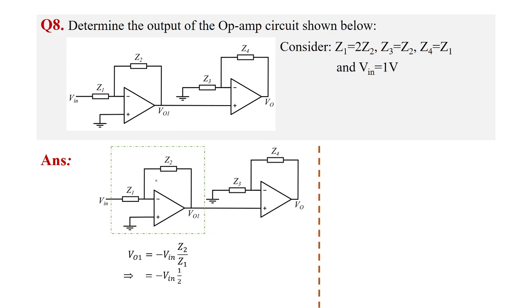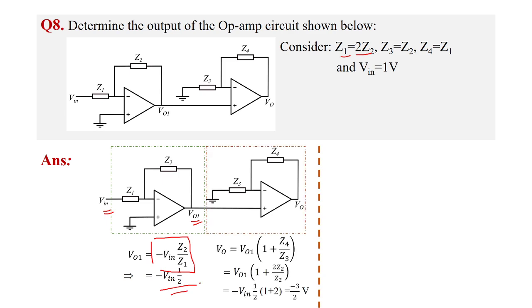So the first method is, first we will find the output V01 due to V in. Since this is an inverting configuration, V01 equals V in into minus Z2 by Z1. And since it has been given that Z1 equals 2Z2, on applying that, V01 will be equal to minus V in into 1 by 2. So that is V01.